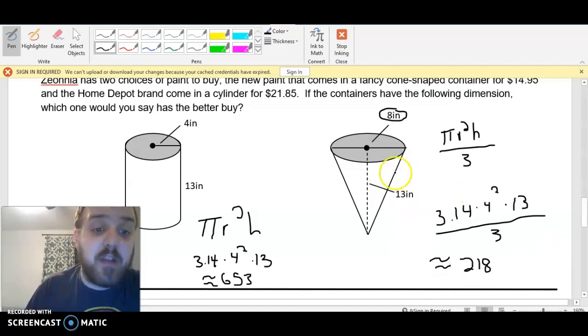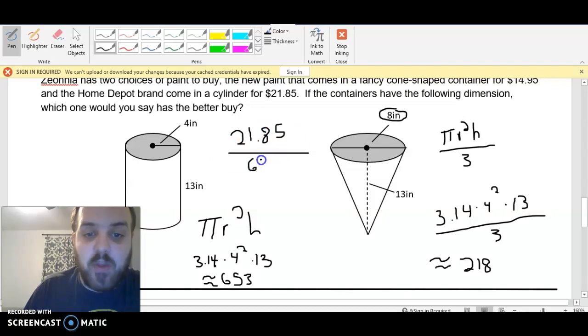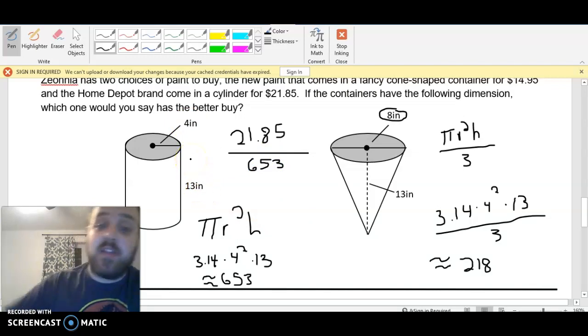So in this case, I'm going to take a look at the cylinder here, and I'm going to take the price of the cylinder, which was $21.85, and I'm going to divide that $21.85 by the 653 that I found and see what the cost per unit is. This is per cubic inch is basically what we're finding.